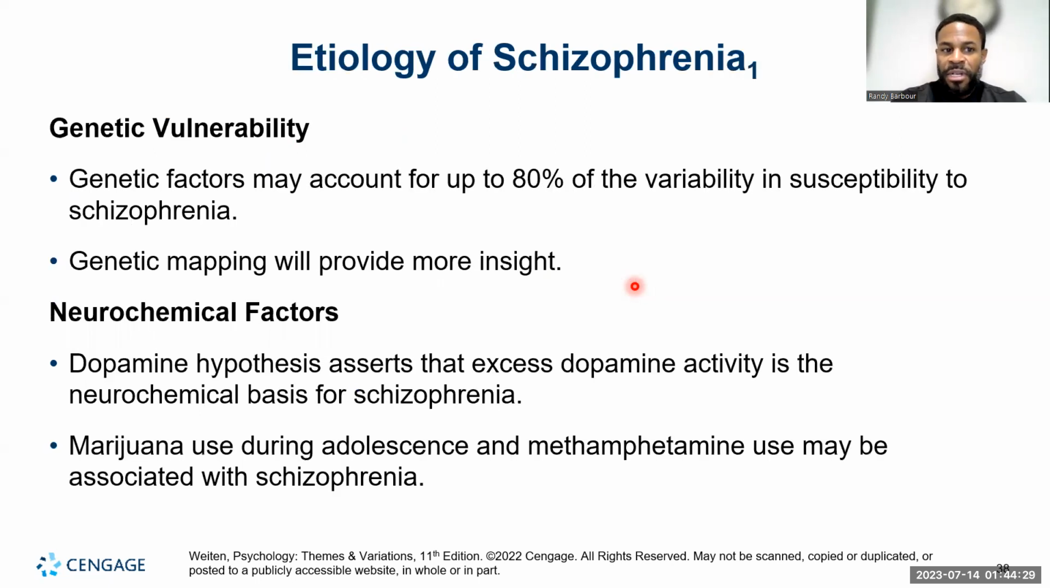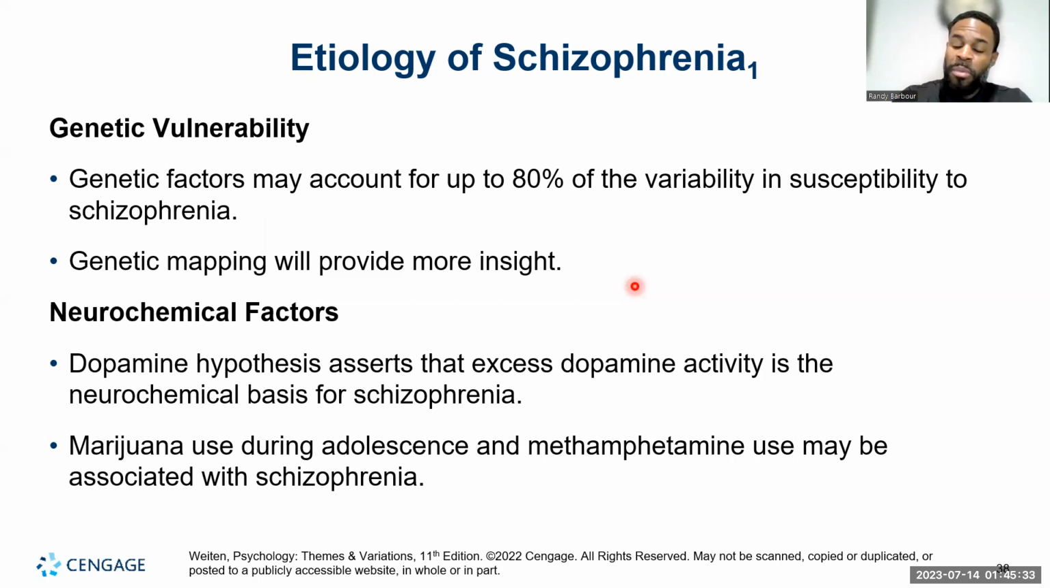When we talk about the etiology of schizophrenia, there are genetic factors that may account for up to 80% of the variability in susceptibility to schizophrenia. That means genetics plays a big role in being predisposed, for example if a relative or a very close family member has schizophrenia. Genetic mapping provides even more insight. When you do genetic mapping, you look at parents and close relatives to see if somebody in the family has it, and then look to see if other people in the family have it. If they do see that overlap, that improves the evidence that there is some genetic factor, some vulnerability to schizophrenia, and the ability to pass it down to the next generation.